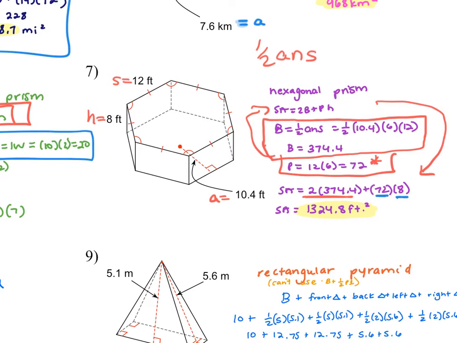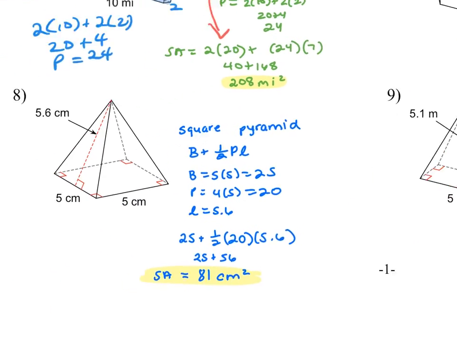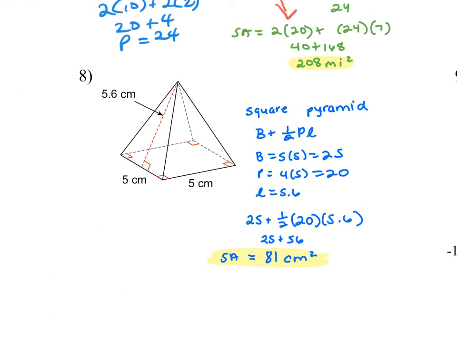Let's go to number 8. This is a square pyramid. Notice the side lengths are 5 and 5, so opposite sides are congruent, so this is also a 5. When you have a pyramid, what we need is the slant height, so that's the 5.6.